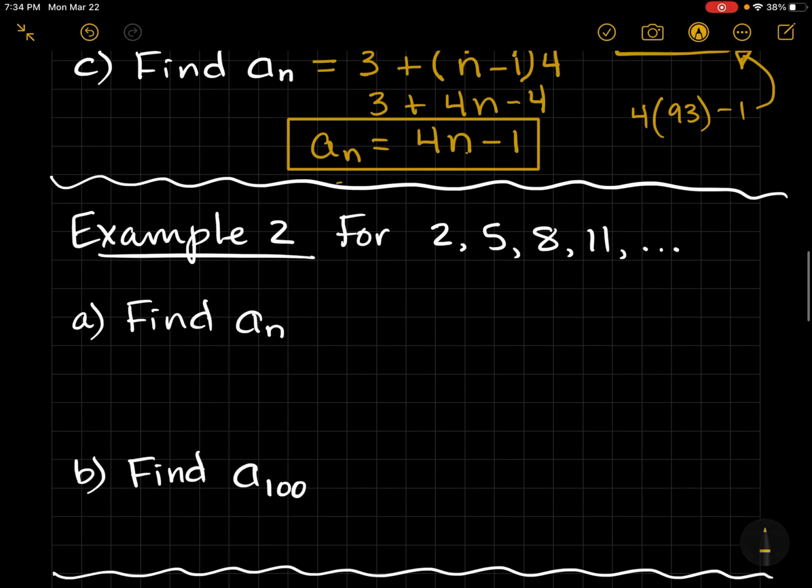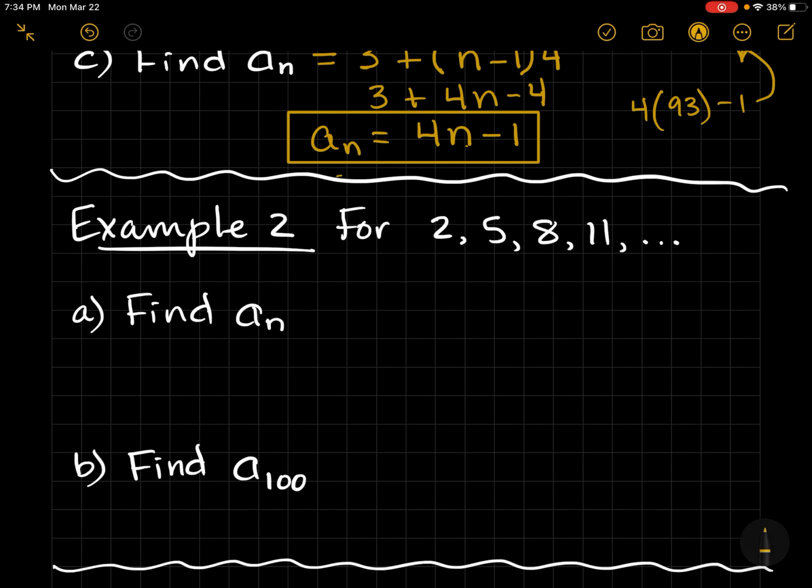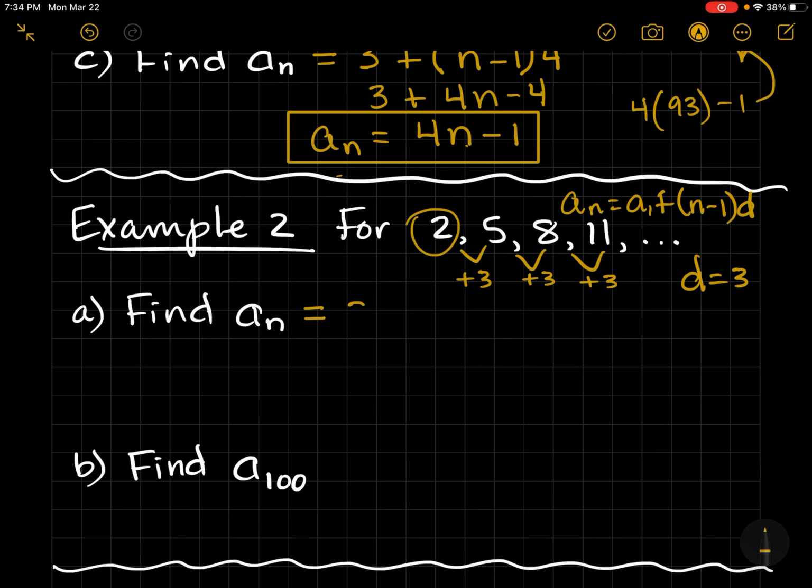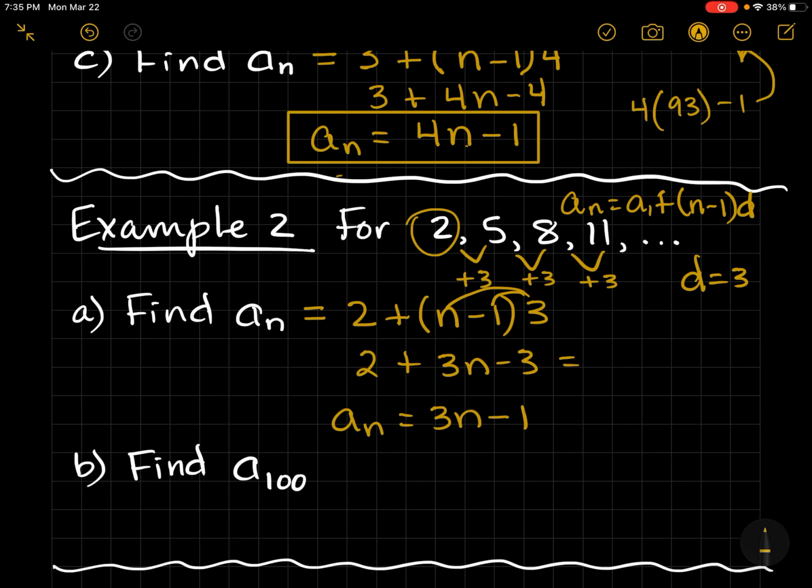Alrighty, let's look at a new sequence. We have 2, 5, 8, 11. Let's go straight for a sub n. First, let me make sure this is arithmetic. Yes, my common difference is 3, so d equals 3. Now, my formula is a sub n equals a sub 1 plus n minus 1 times d. And so now a sub 1 for this sequence is 2. n is n, and d is 3. Just like before, we're going to simplify. Combine like terms, and I get a sub n equals 3n minus 1. Minus 1 again?